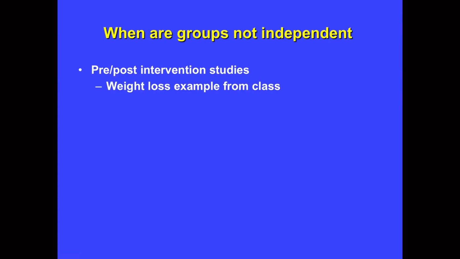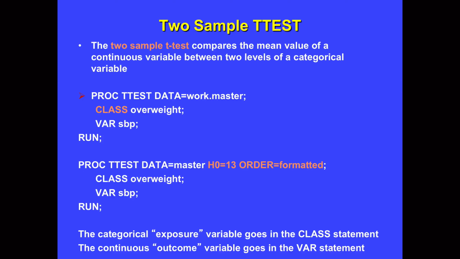The weight at baseline of an individual will be highly correlated in many settings to the weight of the individual when they come back for their follow-up. So just be aware that settings like this are not appropriate for a two-sample t-test. As we said, the two-sample t-test compares the mean value of some continuous outcome variable between two levels of a categorical or exposure variable. And here's what it would look like in SAS.